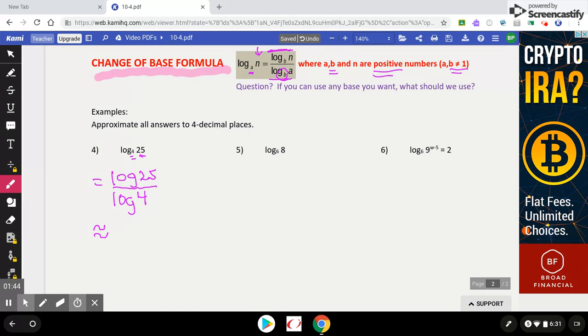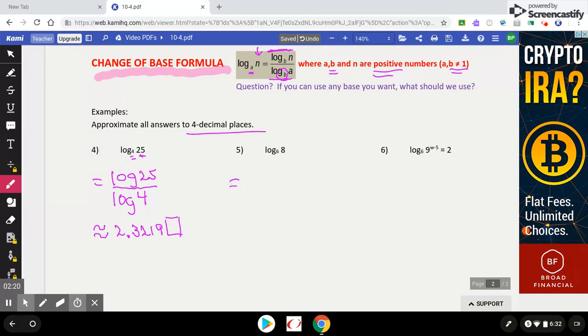Bear with me while I type it in. Log of 25 divided by log of 4. Notice in the directions, it says 4 decimal places. On the calculator, approximately 2.3219, and then the 9 is followed by a 2, so I'm not going to round that up. 2.3219, that's it. Pretty simple little formula here.